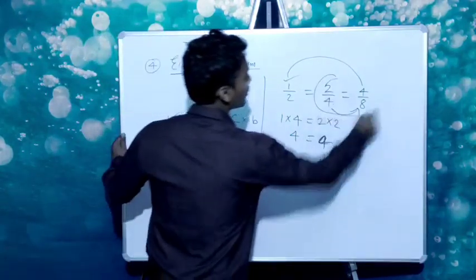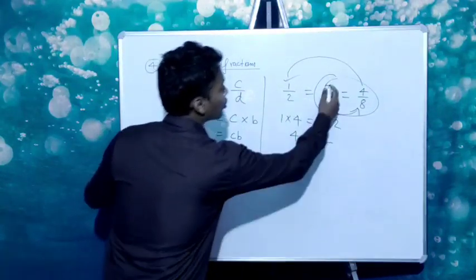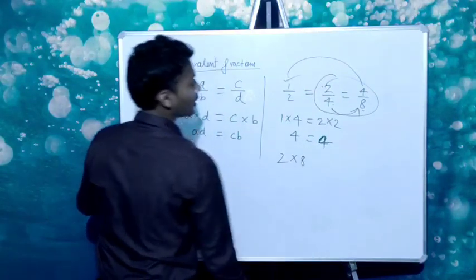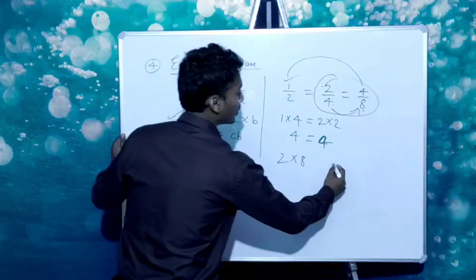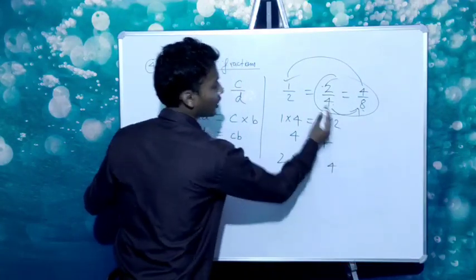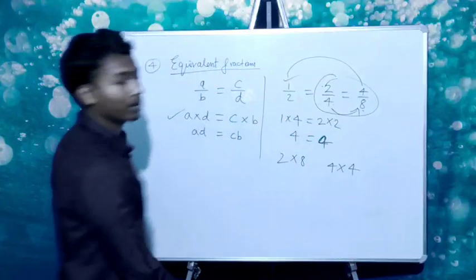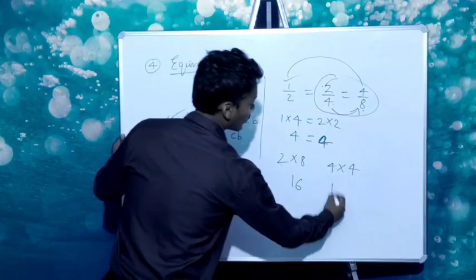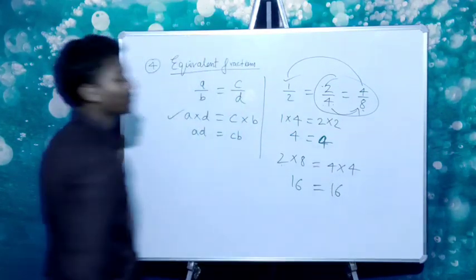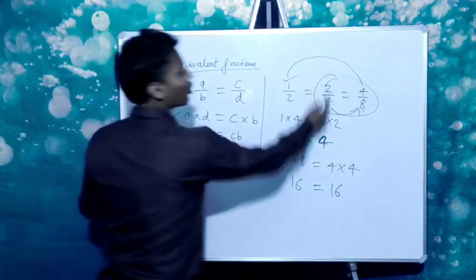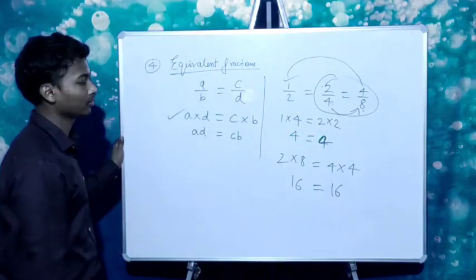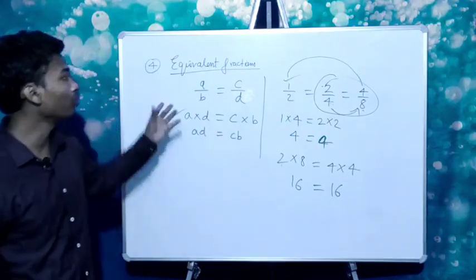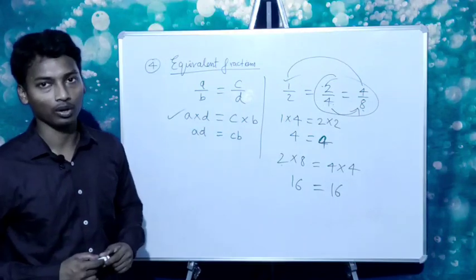So let's take these two fractions now and check whether they are equivalent or not. We'll multiply the numerator of the first by the denominator of the second, and the numerator of the second by the denominator of the first, and see whether the result is the same or not. So 2 8s are 16, 4 4s are 16. Both are equal. It means 2 by 4 and 4 by 8 are equivalent fractions. So with the help of this property, you can prove whether two given fractions are equivalent or not.